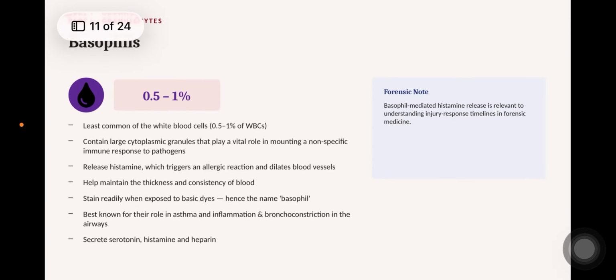Next is basophils. They constitute 0.5 to 1% of total leukocytes. They contain large cytoplasmic granules that play a vital role in mounting a non-specific immune response to pathogens. They release histamine, which triggers an allergic reaction and dilates blood vessels. They help maintain the thickness and consistency of blood, stain readily when exposed to basic dyes, hence their name is basophil. They are best known for their role in asthma and inflammation and bronchoconstriction in the airways. They secrete serotonin, histamine, and heparin.